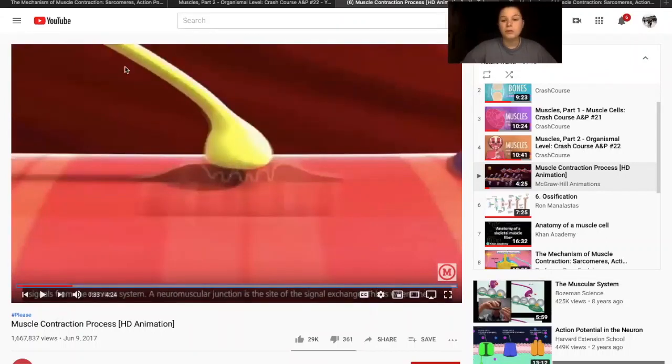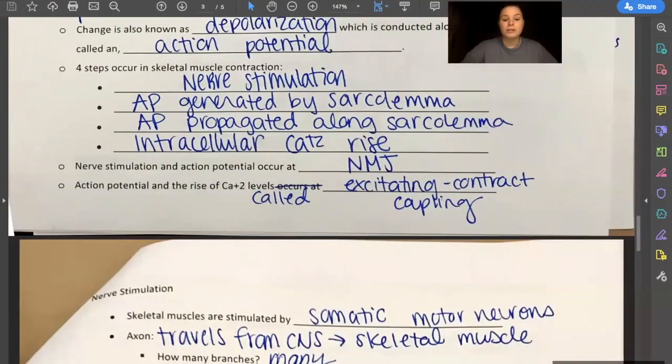Okay, so up here, right? It's traveling from your central nervous system. You can pretend your brain is up here, and then it's coming all the way down to the muscle, okay? So the axon travels from the brain, right, the central nervous system, to the skeletal muscle, and there are lots and lots of branches, right?